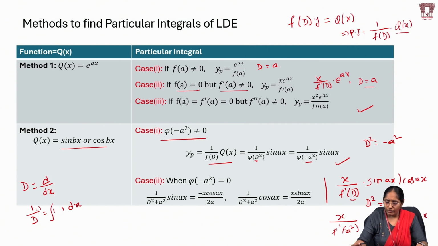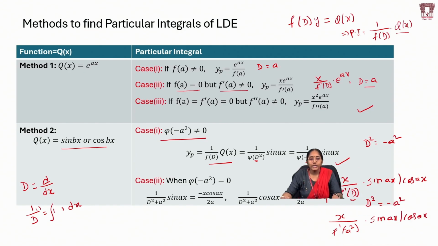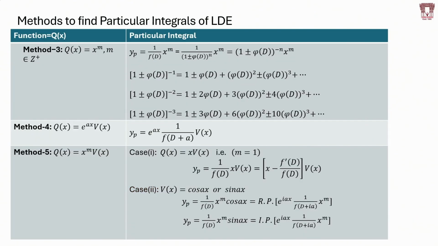Suppose when we substitute D square as minus a square in f dash of D, sometimes it may have some derivative D terms in the denominator. Then to eliminate the D term, like D plus or minus a something, you need to rationalize it. If you want more explanation, please go through the other videos in the description box. Now, see here in the other method, Q of x is x power m.